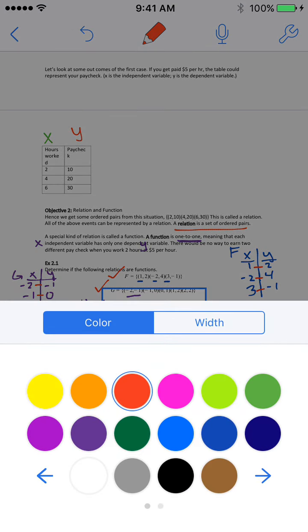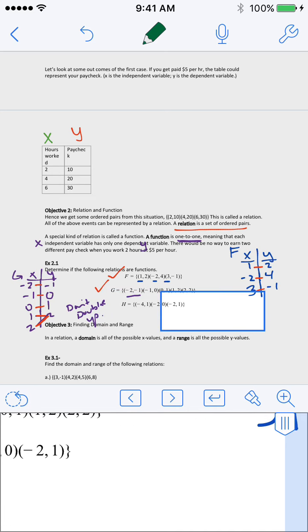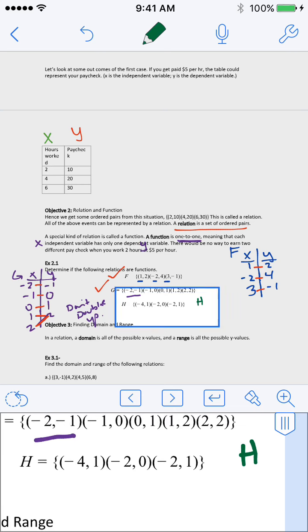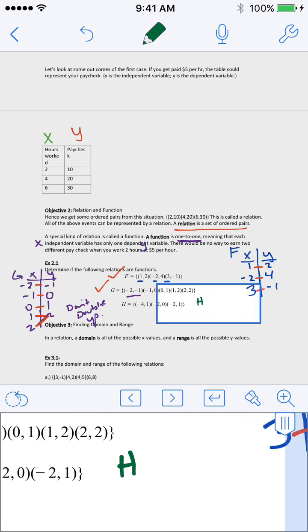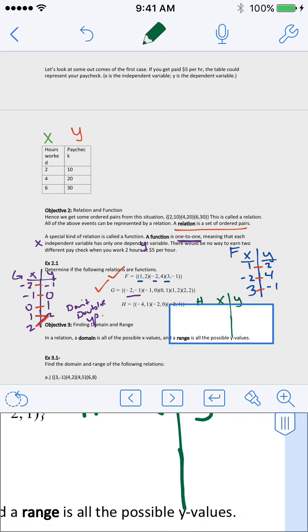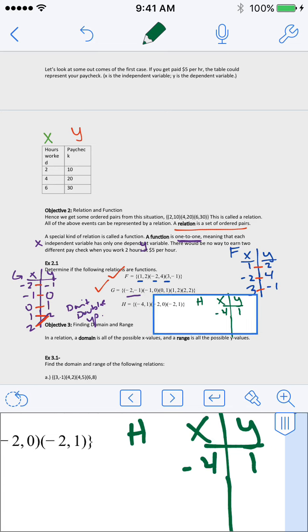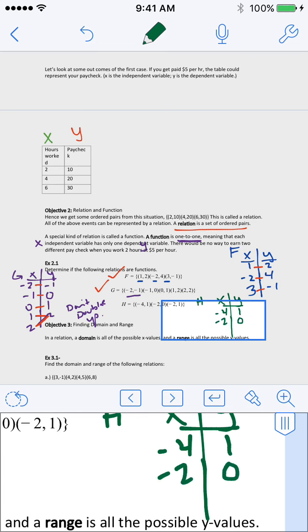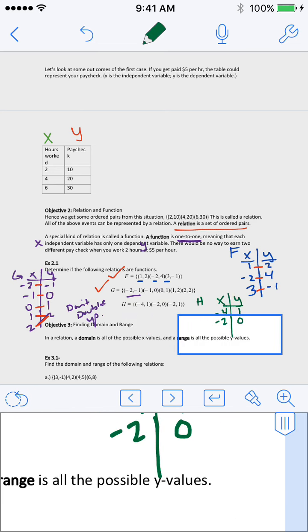Let's take a look at that h. Let's do it in green. Alright, so h we'll put down here. Do the same exact thing. So we've got -4 goes to 1. Set up our little table. Alright, so -4 goes to 1. -2 goes to 0. And -2 goes to 1.